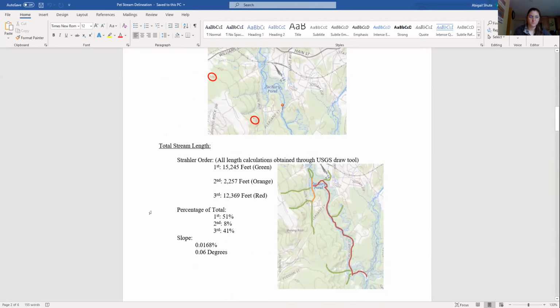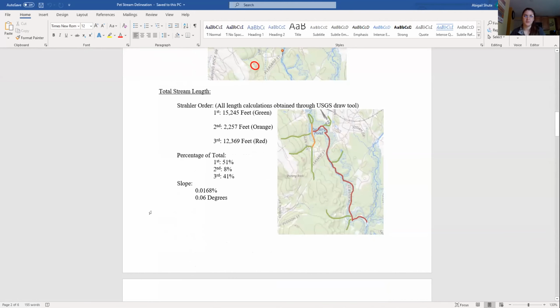Yeah, and that was actually pretty reflective of my slope as well. If we jump to that part, it was only a 0.6 degree slope. But rewinding a bit, for the stream order, I used the same draw function and just changed colors to separate first, second, and third order streams. You can see it in the picture. And it also measured those lines for me. I did it manually as well with the string, and I feel like it was a bit more accurate to use the USGS version as opposed to the string.